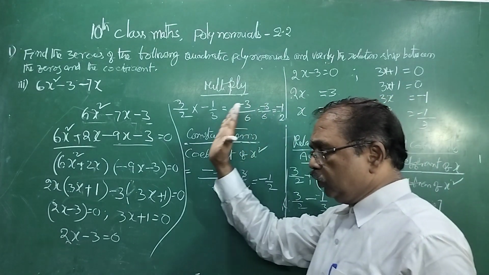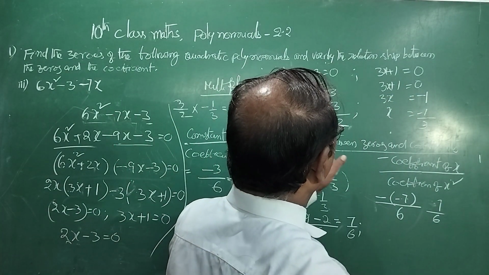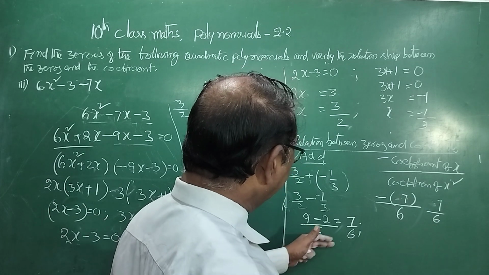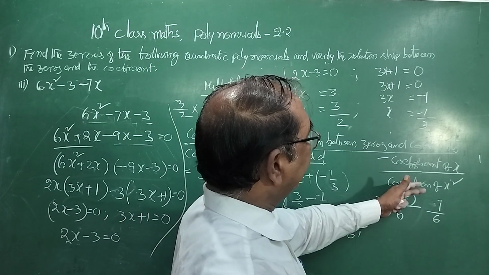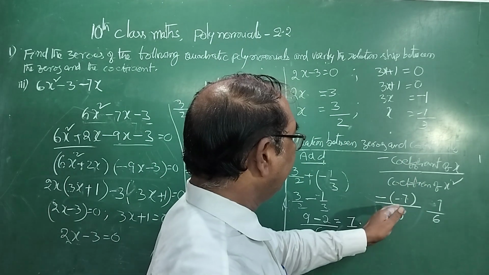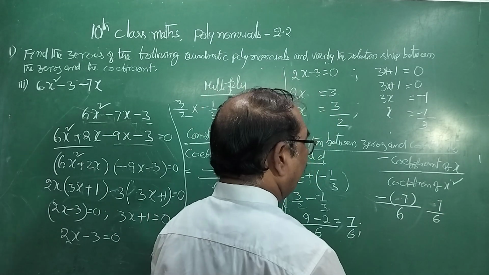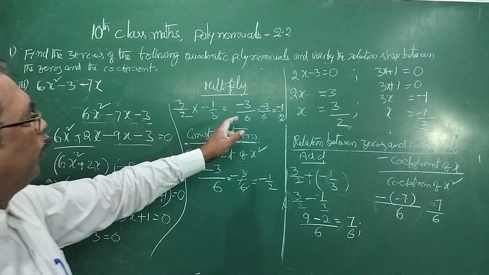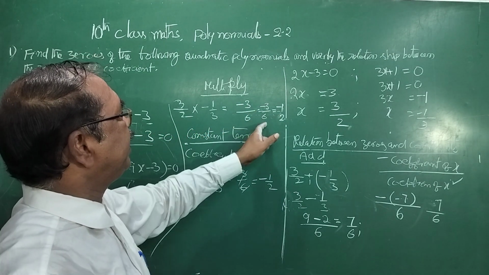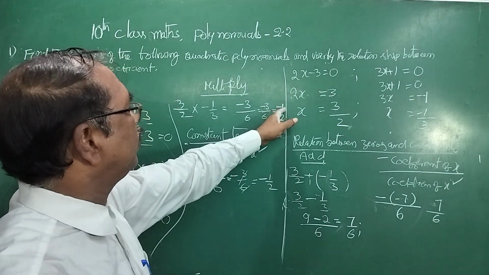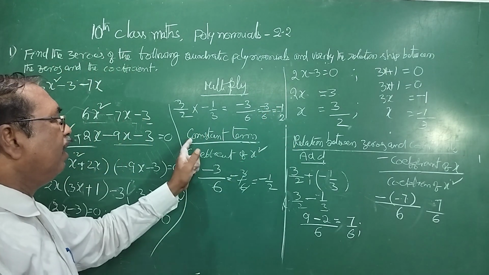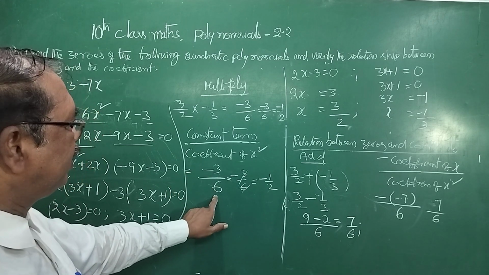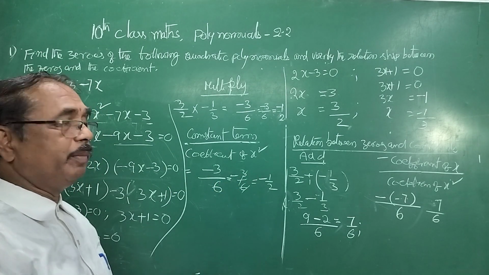These are the zeros we found. Here we see the relationship between zeros and coefficients. The coefficient formula when we add: we got 7 by 6, and by the formula for the addition we also got 7 by 6. Both ways are correct. Here multiplication: when we multiply the two zeros we got minus 3 by 6, which simplified is minus 1 by 2. The formula, constant term by coefficient of x square, also gives minus 3 by 6, which simplified is minus 1 by 2.